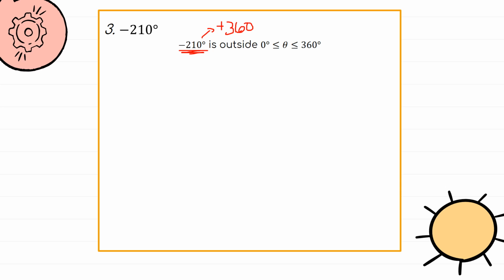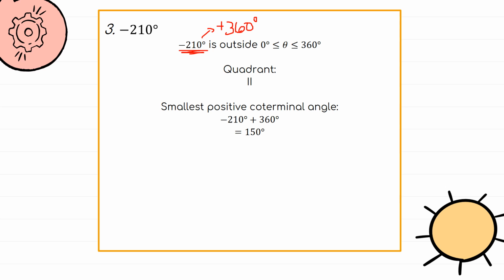Magdadagdag tayo ngayon ng 360 degrees. So we end up with this one. So that's negative 210 degrees plus 360 degrees. That is 150 degrees. Ito ngayon yung pagbabasehan natin. Yung 150 degrees na yan, that is located in the second quadrant. Ito na yun, second quadrant. So, ang signs niyan ay negative, positive.